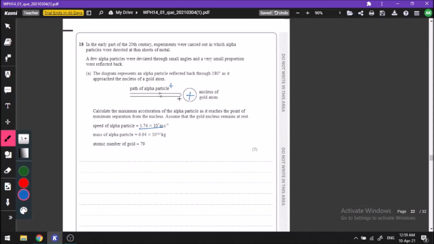What is the maximum acceleration? In other words, they're asking us what will be the acceleration of the particle when it is in this portion, because this is the portion that is closest to the nucleus, and at this point the force will be maximum, the acceleration will also be maximum, and this is the location of the maximum acceleration. Okay, so you can notice here that this is the place where the alpha particle comes to rest.